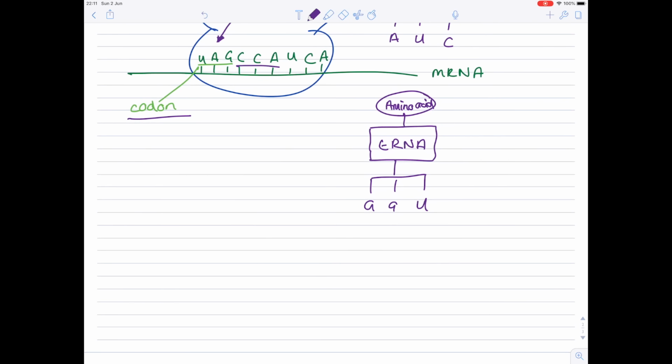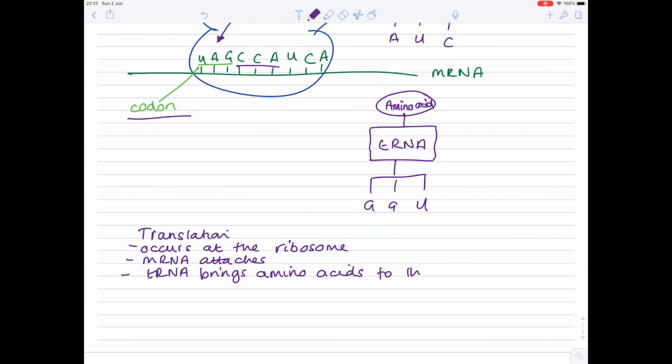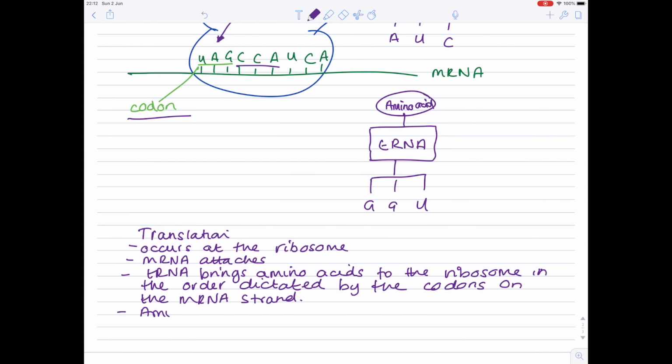So I'm now going to summarize that down here. So translation, as I've already said, occurs on the ribosome. mRNA attaches. tRNA, so that's transfer RNA, brings amino acids to the ribosome in the order dictated by the codons on the mRNA molecule. Amino acids are joined by peptide bonds to form proteins.